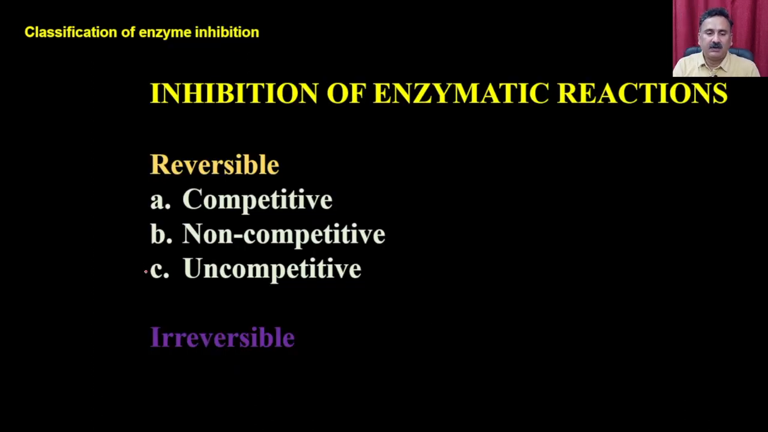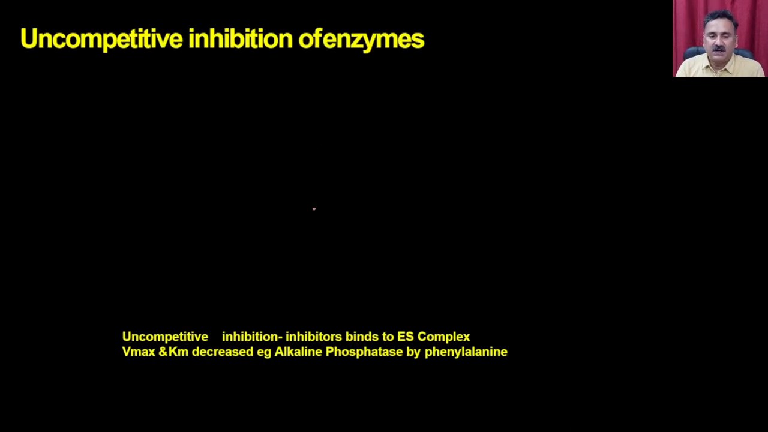So now let's move on to the third category, which is uncompetitive inhibition. In uncompetitive inhibition, the inhibitor is going to bind to the ES complex. This means it is going to affect the Vmax, and KM is going to be decreased. An example is alkaline phosphatase inhibition by phenylalanine. In this case, the enzyme interacts with the substrate, forming the enzyme substrate complex, and then this enzyme substrate complex converts into the enzyme plus product.